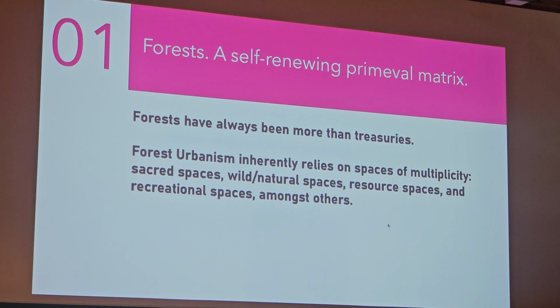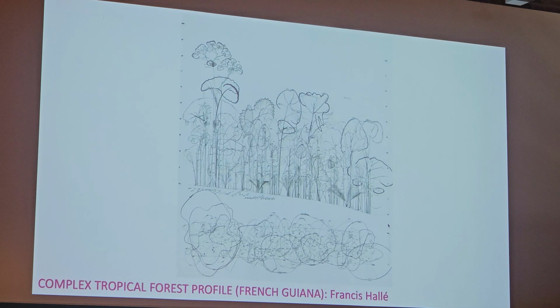So for us, we started with: why is forest urbanism interesting? And to understand that forests are really important elements in the occupation of the earth, and that they always were places of a democratic way of thinking, of multiplicity. And for us, the image that shows that really well is by Francis Halley, a French botanist. Super beautiful image, I think, of how he draws a forest.